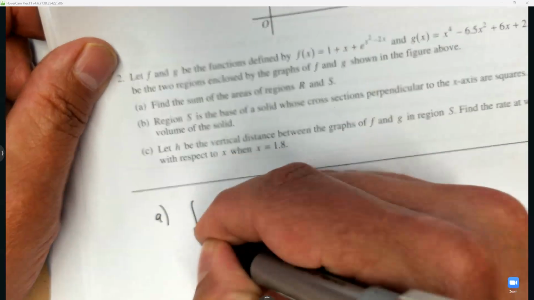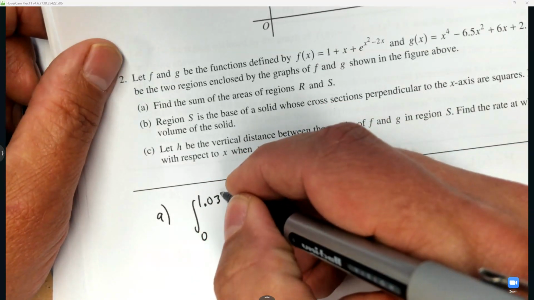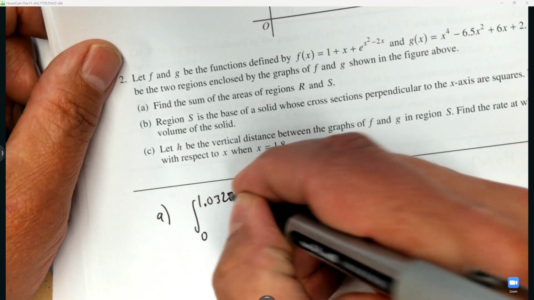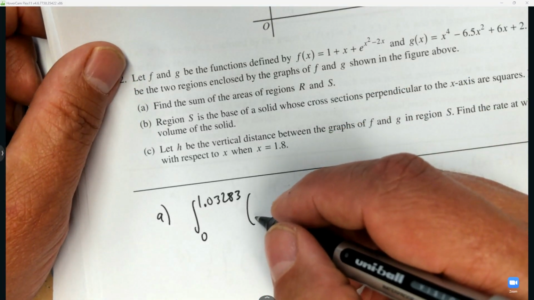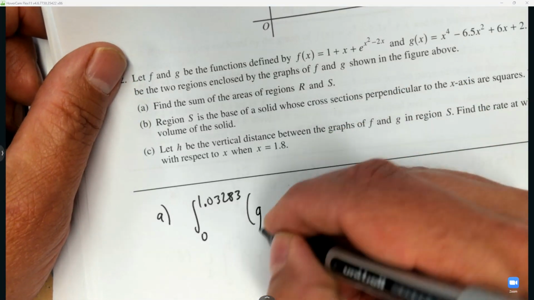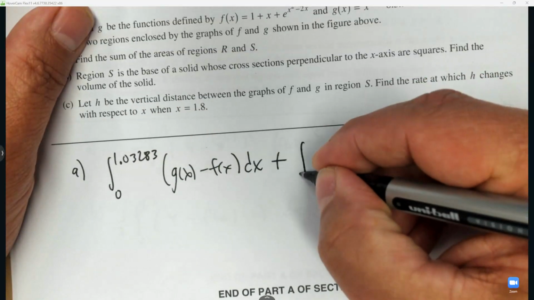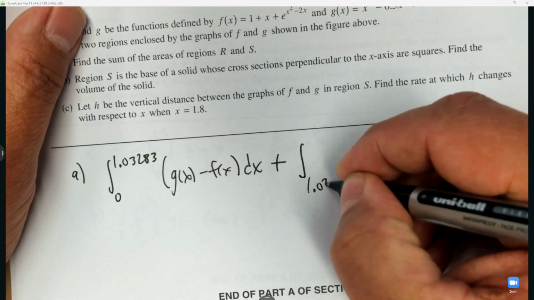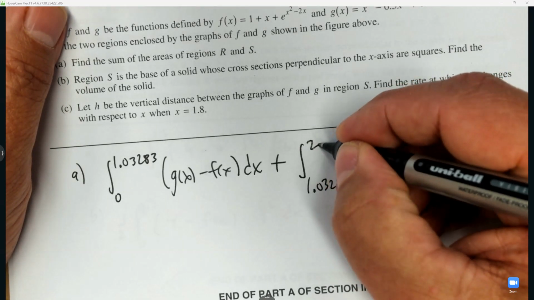So I'm going to integrate. The first one is 0 to 1.03283. And it's top subtract bottom. So the top there is blue, which is g at x, subtract f at x. And then we're going to add the second region, which starts at 1.03283, and then it ends at 2.